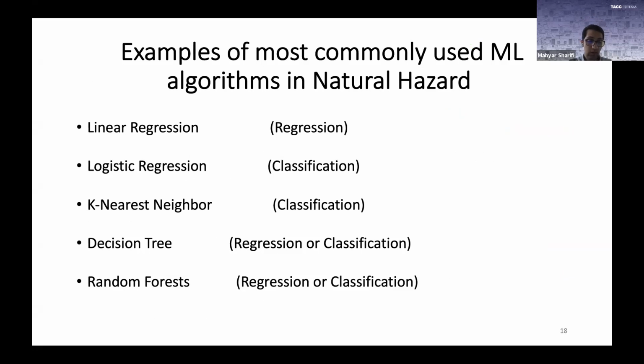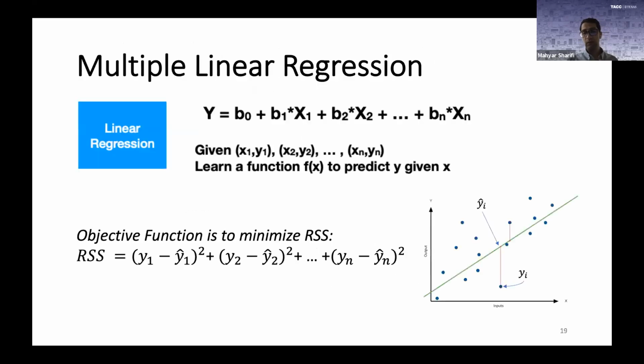So with that, I will focus on some of the most commonly used machine learning algorithms in natural hazards. Linear regression, logistic regression, k-nearest neighbor, decision tree, and random forest are among these techniques. I will now go through the intuition behind these algorithms. It's going to be a high-level intuition for these models. You will need to go through these in much more detail if you want to apply them in your own research.